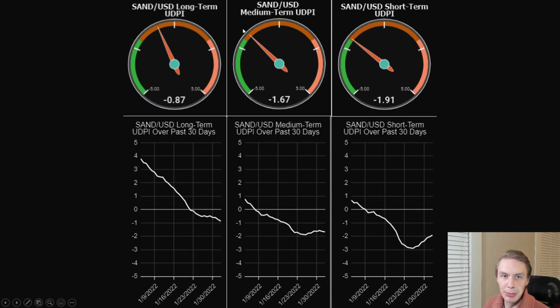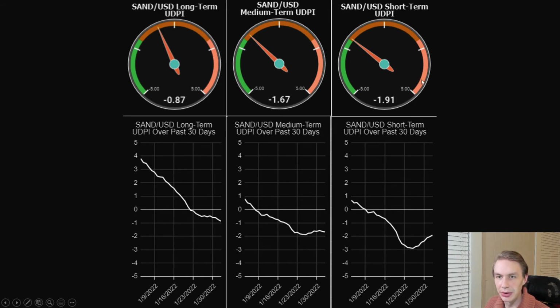The medium term is more bullish. It thinks that there's more realistic upside in the more medium term, so the coming weeks to months, than there is downside, but still downside that's possible. And then the short term is where it's most bullish. So it thinks that Sand has chewed up quite a bit of its realistic downside potential. And then with this more recent bounce, it started to realize some of the short-term upside potential. And so if it's able to continue to do that, then I would be watching this short-term UDPI as it rises up.